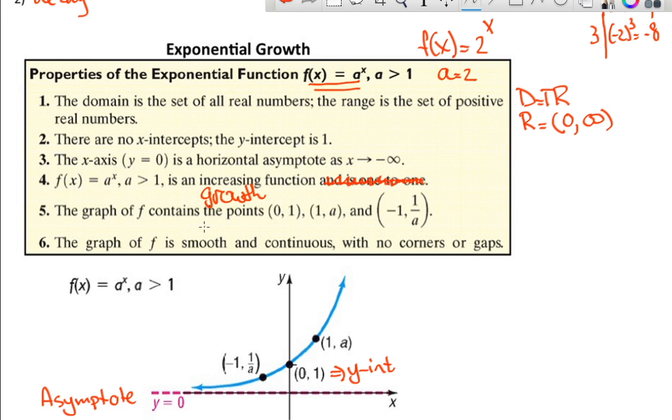Okay, then the next part here says 5. It says the graph of f contains the point (0, 1), right here, and then (1, a) and (-1, 1/a). So let's look at what that means in this case again. So keep in mind that a is equal to 2, and we're looking then at f of x is 2 to the power of x. Okay, so exponential functions in principle can be graphed with 3 points. Now they don't always have to be -1, 0, and 1, because we can transform the curve. We can shift it up, down, left, and right.